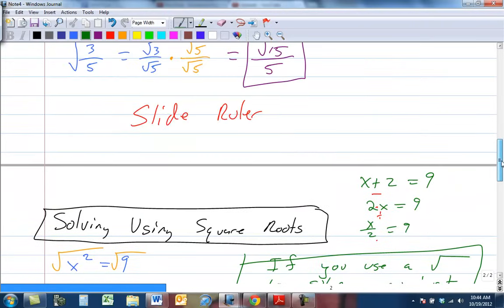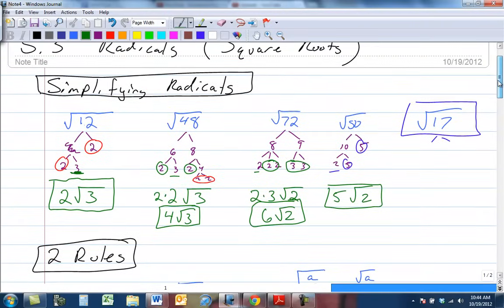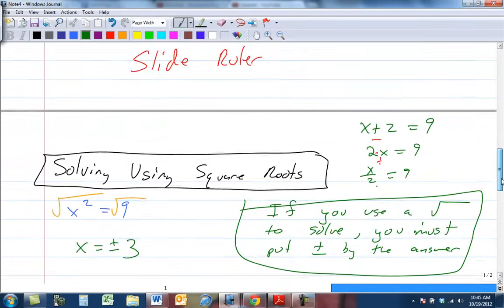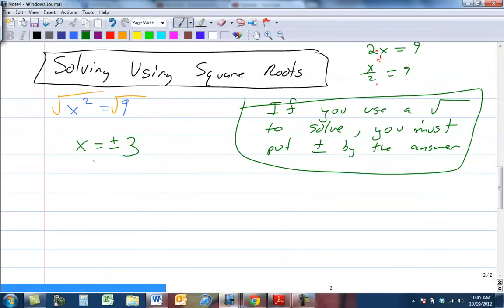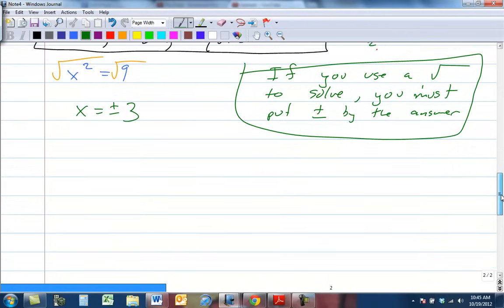Wait a second, Smith. Way back at the beginning of the notes, the square root of 12, you didn't put plus or minus 2 root 3. You just said it was 2 root 3. Here's the thing. We're just simplifying here. To make simplifying simple, we're just going to do our square root, our trees, and be done with it. It's only when you're solving, when you have to list all possible answers as a solution to an equation, that's when you put a plus or minus. Only when you're solving.